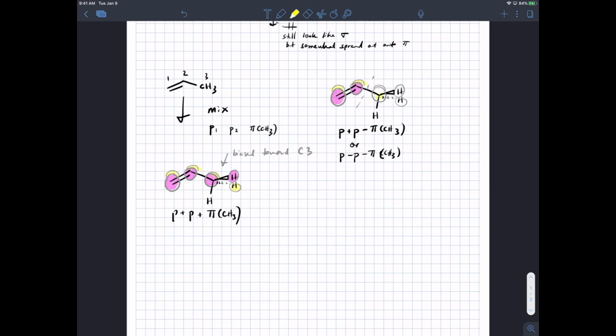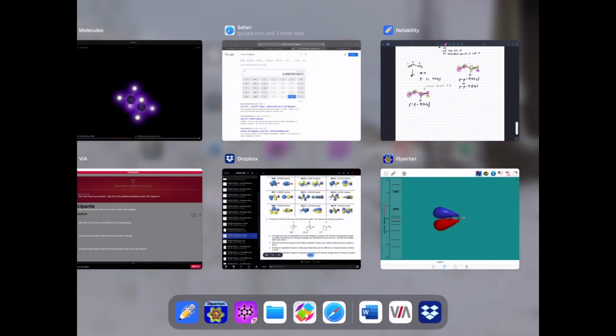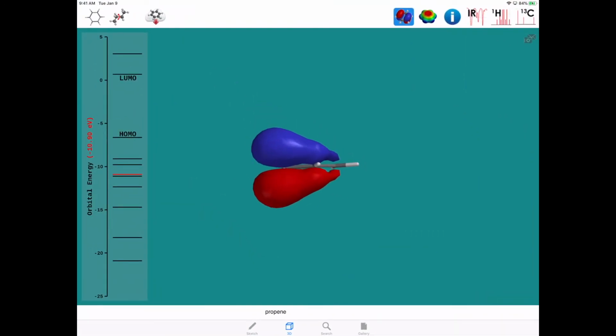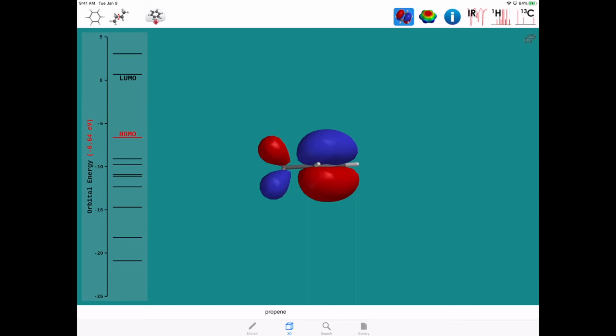And so there's a phase switch. And incidentally, that's why our highest energy filled orbital is this one, which looks like a pi bond and then a phase switch and then the methyl group.